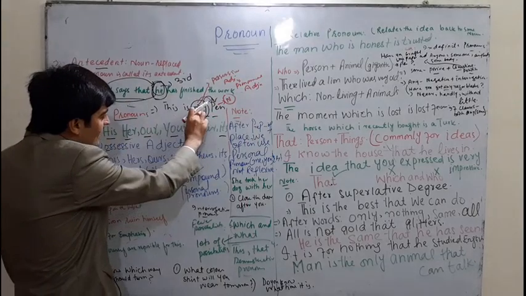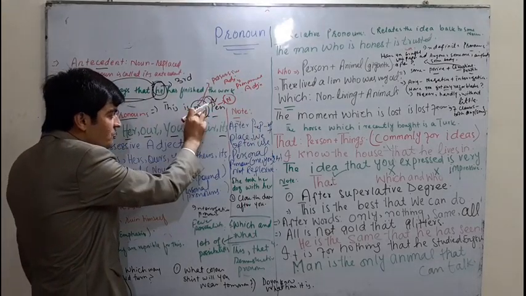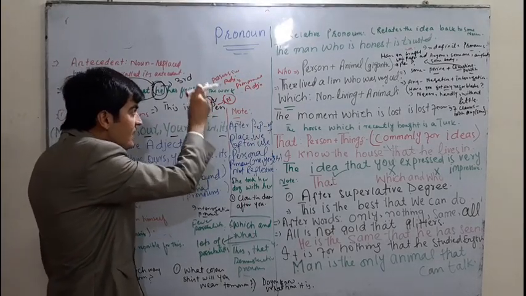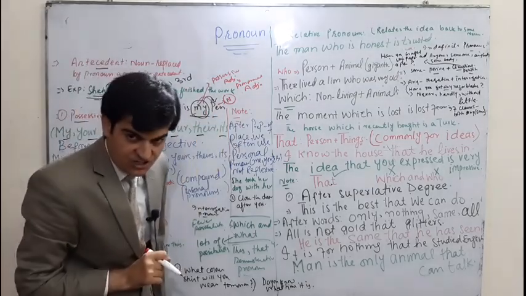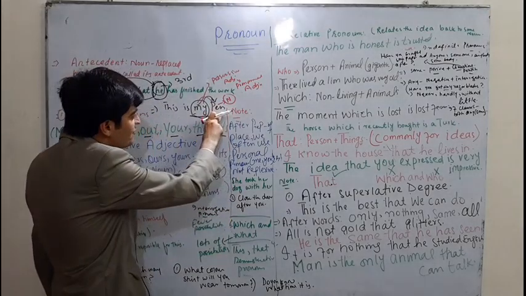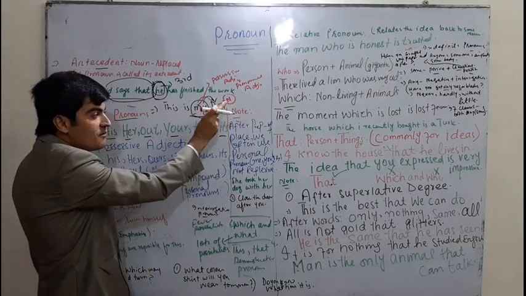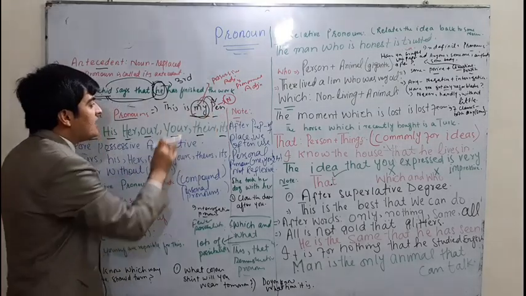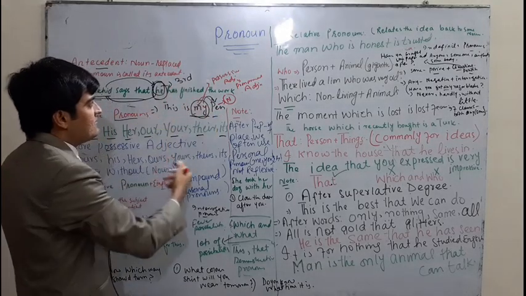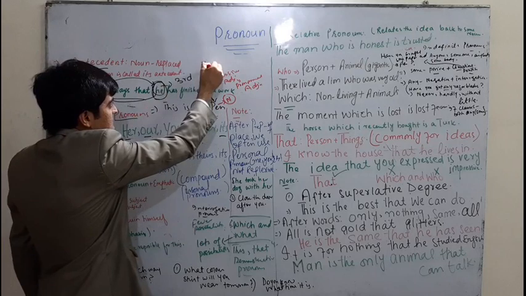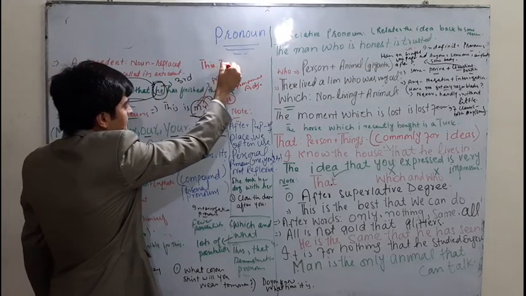So gentlemen, over here, this is my. It is not a possessive pronoun. Rather, it is a possessive adjective or pronominal adjective. Why? Because it modifies the noun pen. Understand? Now look at this sentence: this pen is mine.